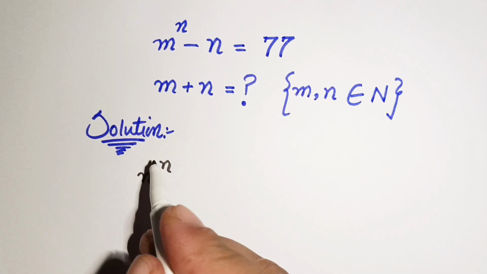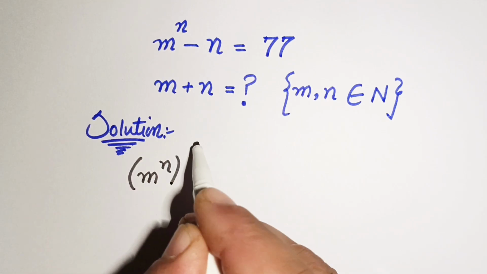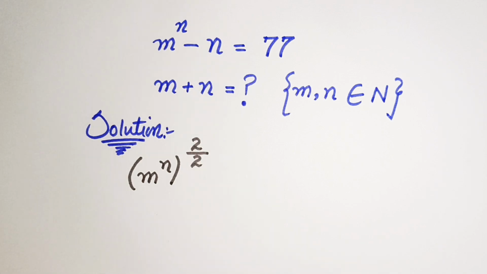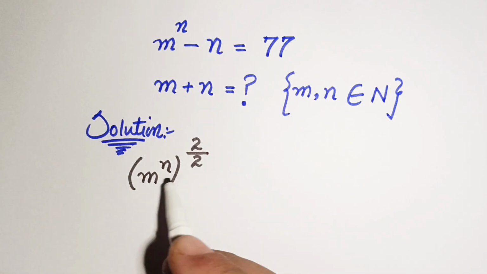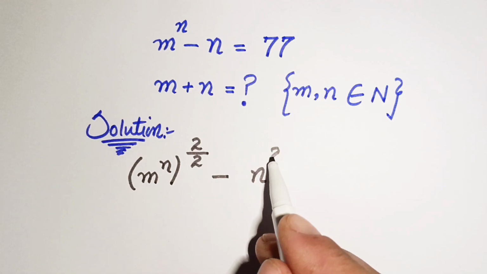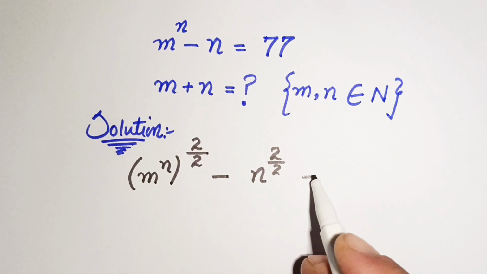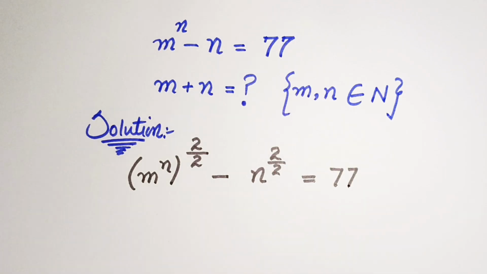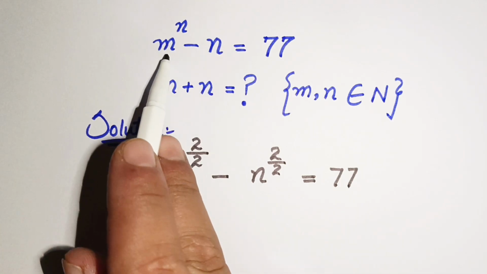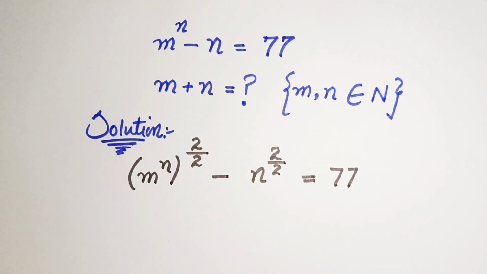Here if we just write 2 over 2 in power, so we write 2 over 2 in powers with this m, similarly m to the power n, and similarly with this n, n to the power 2 over 2, that is equal to 77. So there is no difference. If we cancel 2 with 2 we get 1, so we have the same expression as in our problem. We just write this 2 over 2 in powers for our convenience.